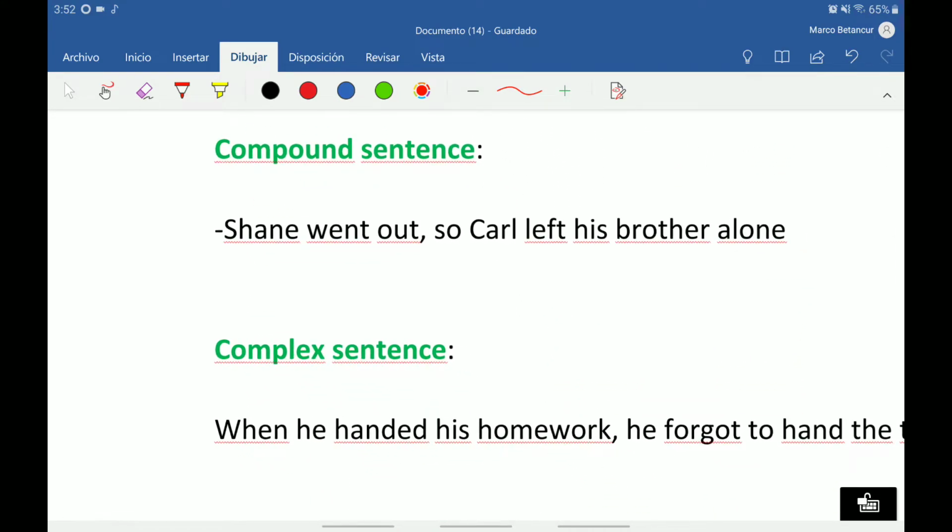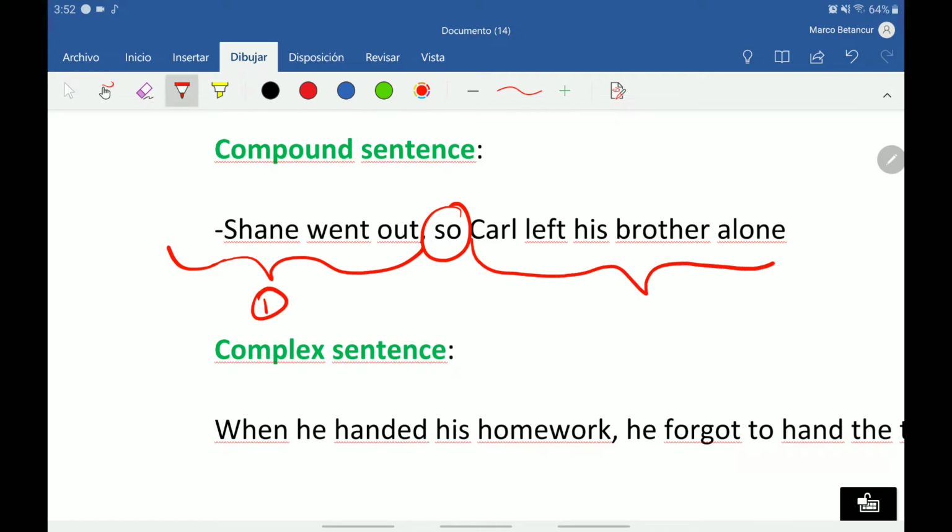Now, we're going to see a compound sentence. Compound sentences are made by two simple sentences joined by a conjunction, right? This conjunction could be any of the ones we saw. Remember the fanboys? I guess so is one of them. And we have one clause that makes sense and another that does as well, right?